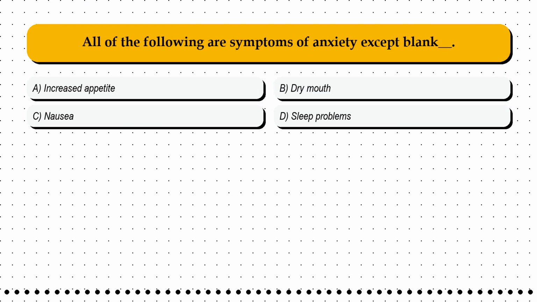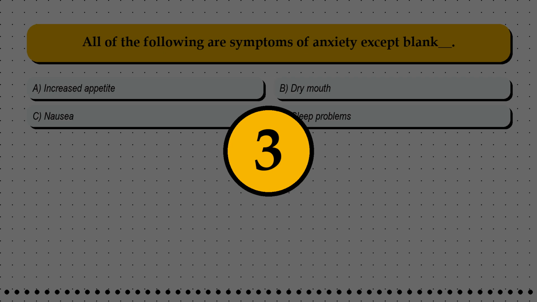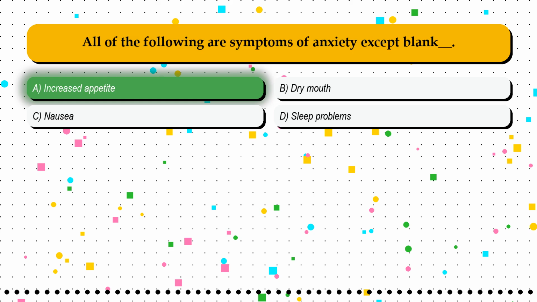Question 201. All of the following are symptoms of anxiety except blank blank. Option A, increased appetite. Option B, dry mouth. Option C, nausea. Option D, sleep problems. The correct answer is option A, increased appetite.